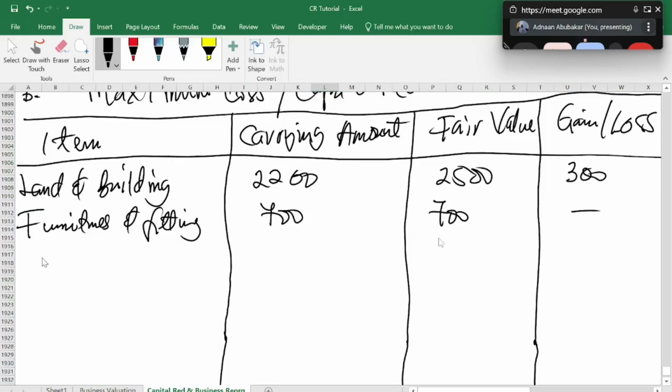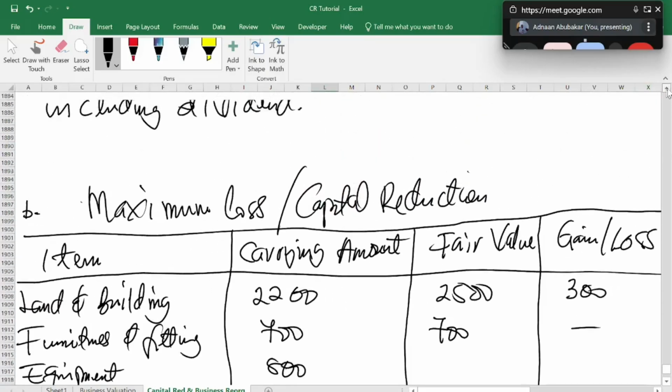Then the next one is equipment. Equipment, what do you have? The carrying amount is 800. What is the fair value? We have value in use and realizable value. Which one will you pick? Watch here. Let me take you up.